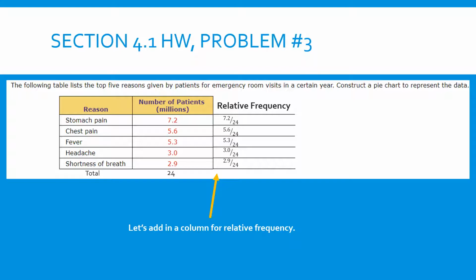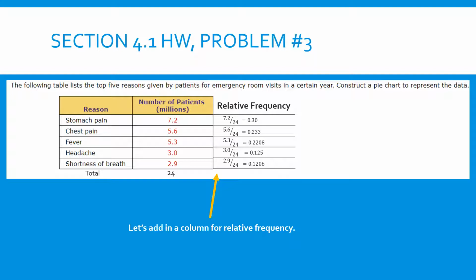Now you have to do a couple of more steps when you are constructing a pie chart. The first thing we need to do is figure out the decimal form of all these fractions. So just type these in your calculator and get the decimal form. 7.2 over 24 is 0.3. 5.6 over 24 is 0.233 repeating. So the little line over the 3 tells you that it continues on repeating. 5.3 over 24 is 0.2208. 3.0 over 24 is 0.125. And 2.9 over 24 is 0.1208.